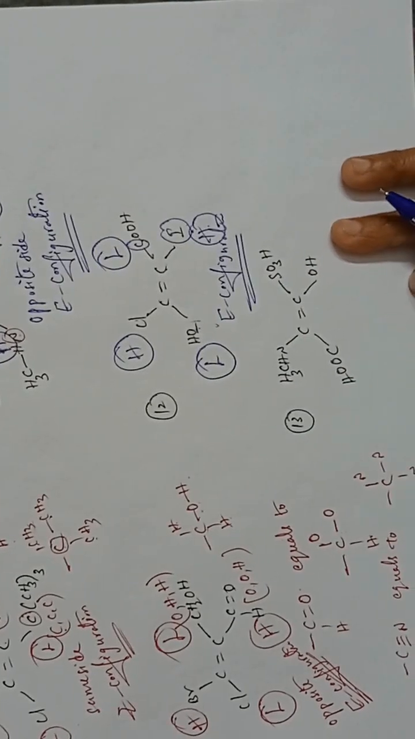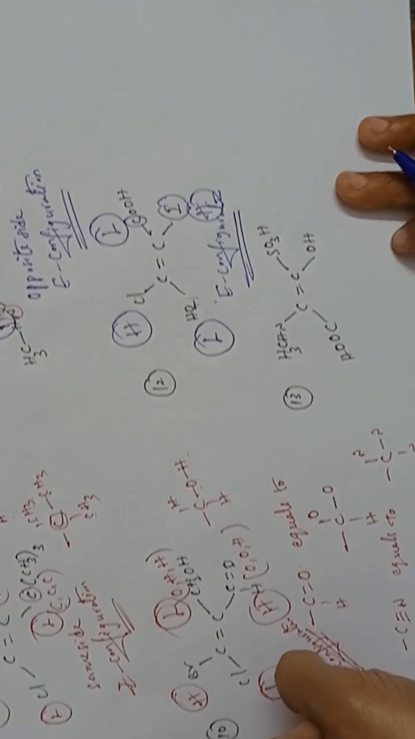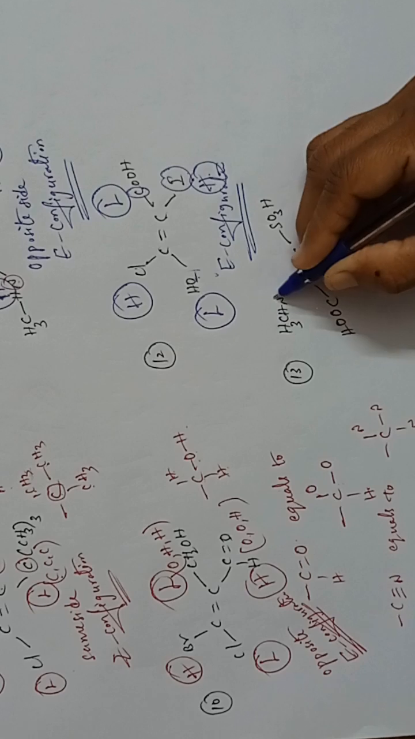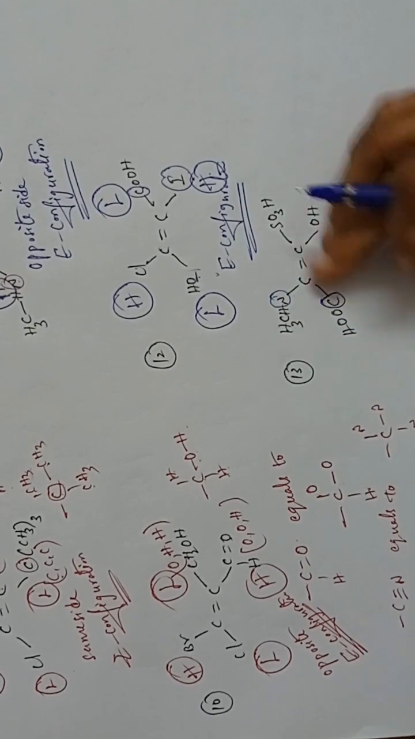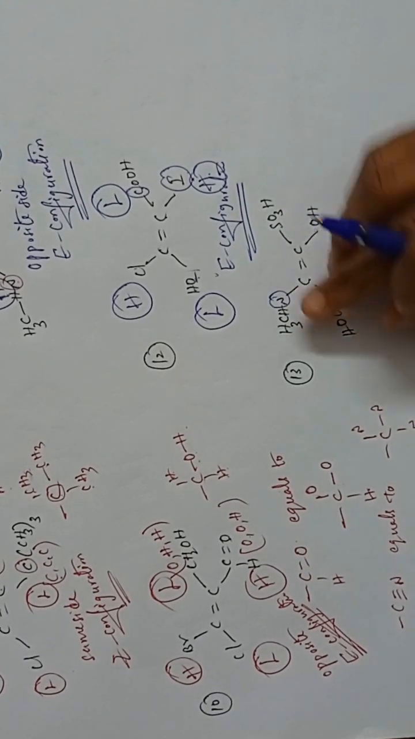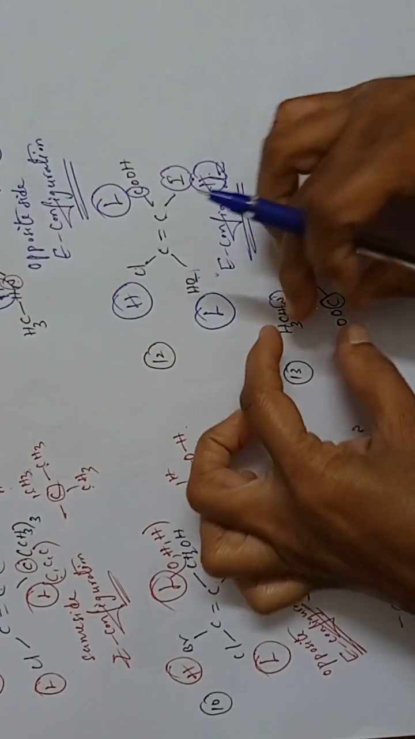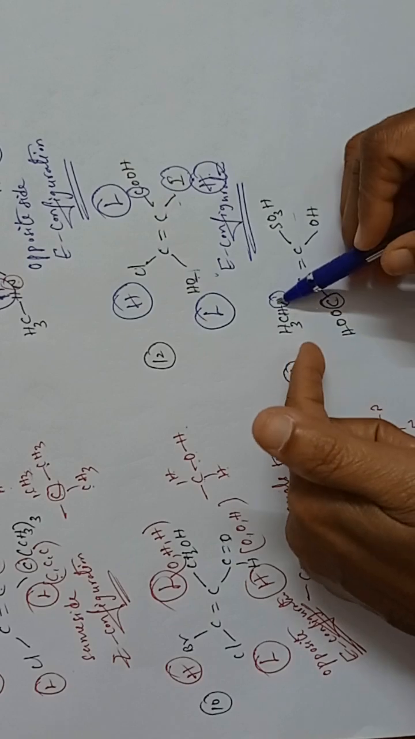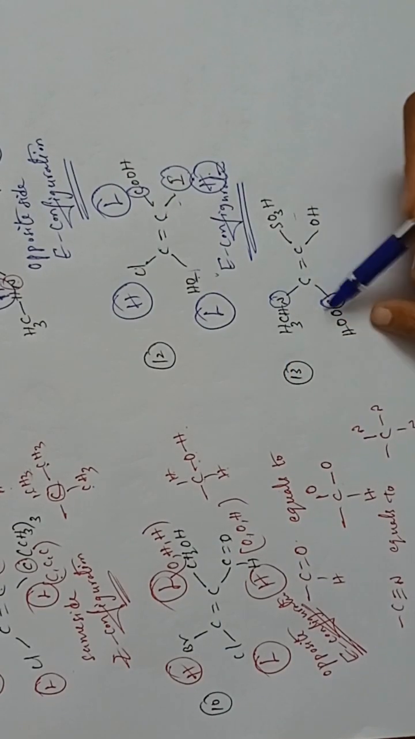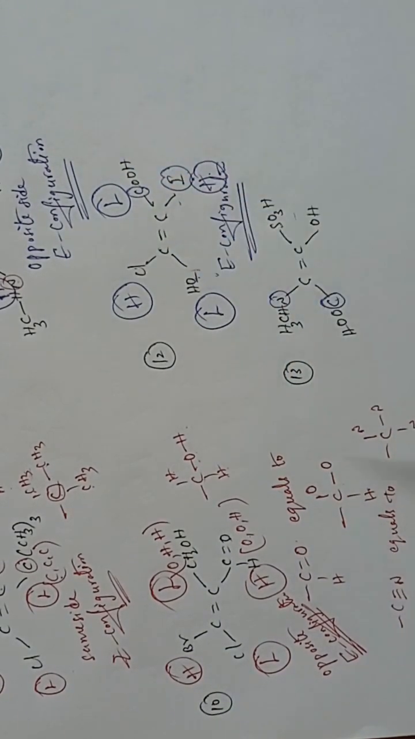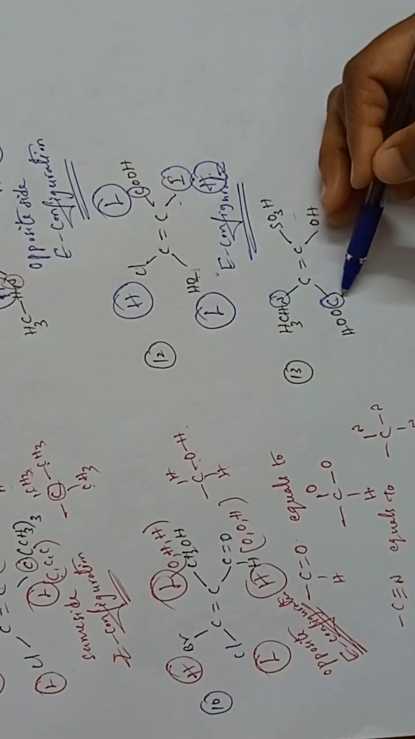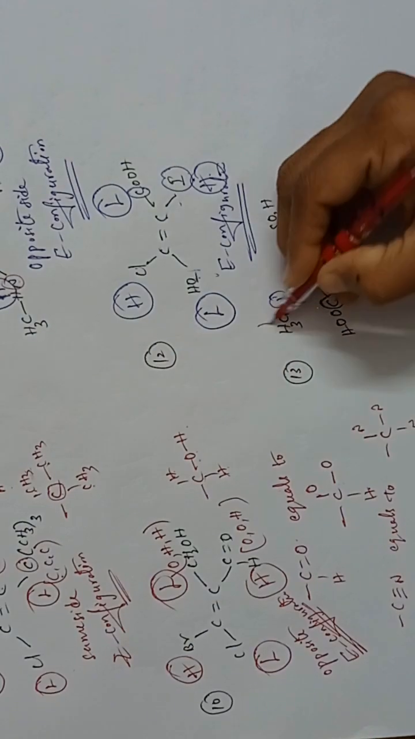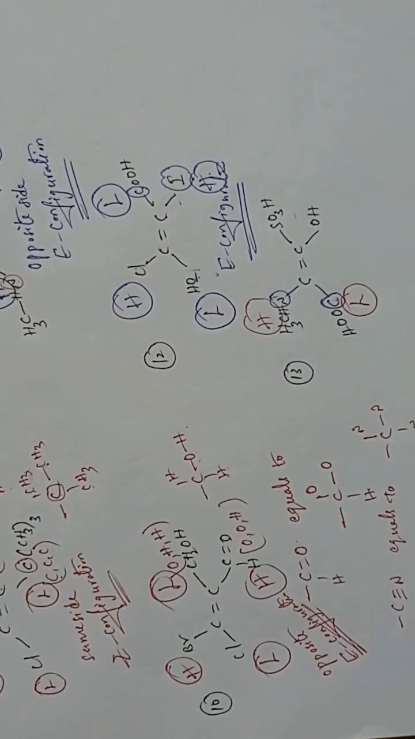Next one. See this last example. C double bond C, this carbon is attached to nitrogen, here carbon. Which has more atomic number? You have to see the first atom in that group. If different atoms are there, we can directly write. If the same atoms are there, then you have to see which three atoms are attached to that carbon. Nitrogen, carbon. So nitrogen has the higher atomic number, so it is the higher atomic number group. This is the lower atomic number group.